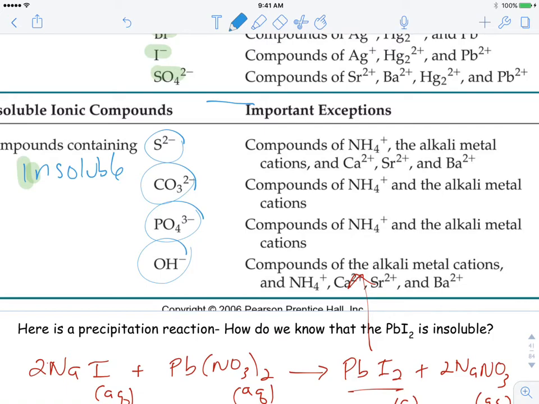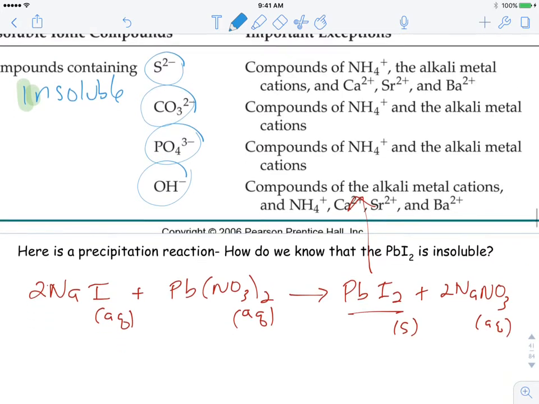Now there are exceptions to those. The exceptions are basically always the same. They're ammonium ions and alkali metals. And then the sulfides and the hydroxides also have calcium, strontium, and barium in there as well. You should know these general solubility rules. You need to memorize them. You will not have a table listing the solubility rules when you take the test or when you take the IB or AP test.